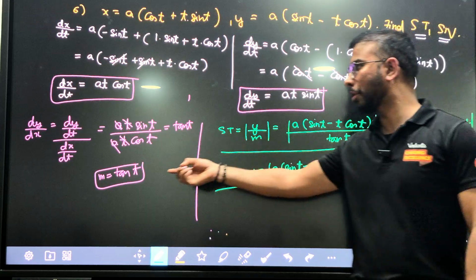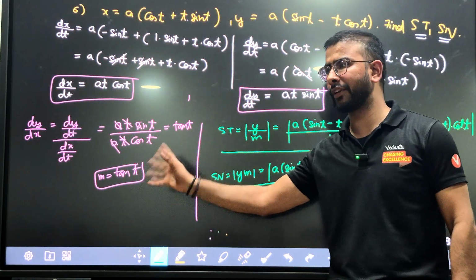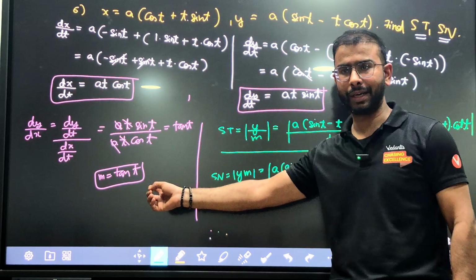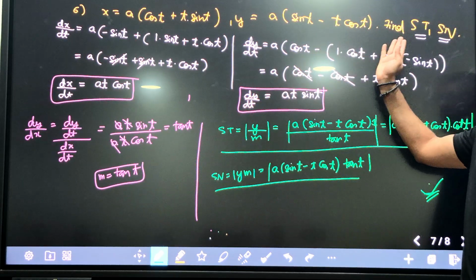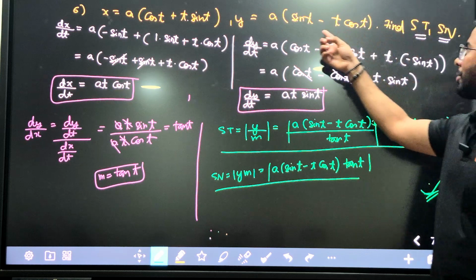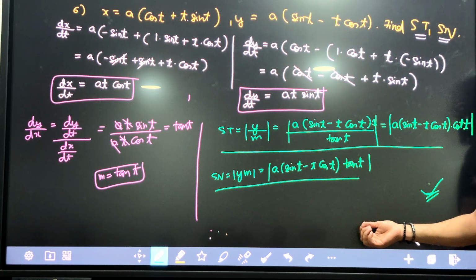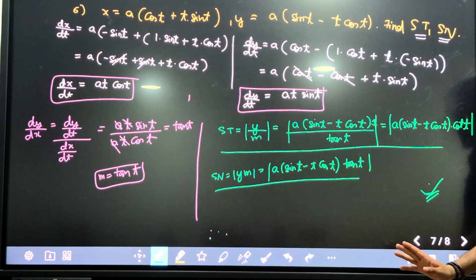You will differentiate, somehow you will get m. If you get m as tan t, just remember, even if you mess up somewhere in between, write m correct. Now what is the formula of subtangent? y into m, divided by tan t. And what is subnormal? Multiply by tan t. That's it. That's what you can do. Again, this was an LAQ in set C. Okay, so let's move forward.